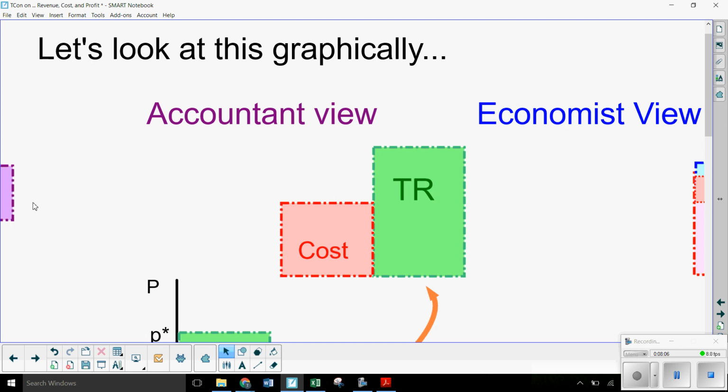Okay, there we go. And we take that total revenue, we subtract out the cost, we see how much revenue is bigger. You can tell it's bigger than cost, and so the accountant would say, well, here's how much profit you earned. Okay, cool.